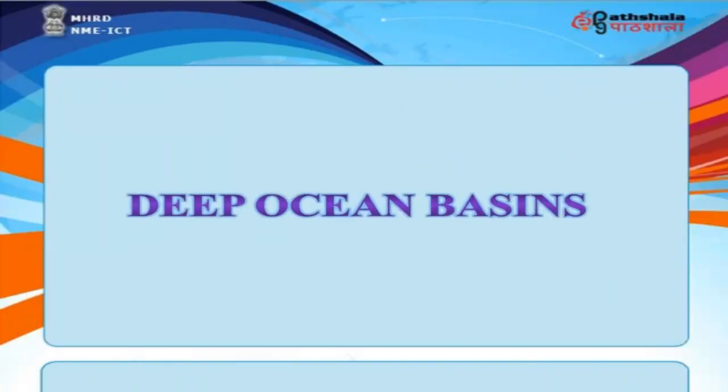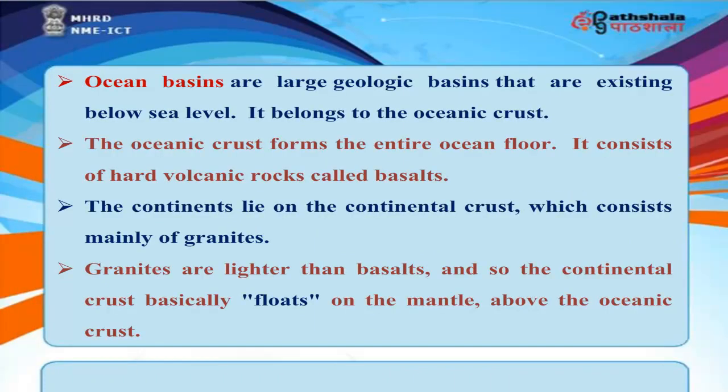Deep ocean basins. Ocean basins are large geologic basins that exist below sea level. It belongs to the oceanic crust. The oceanic crust forms the entire ocean floor. It consists of hard volcanic rocks called basalts. The continents lie on the continental crust, which consists mainly of granites. Granites are lighter than basalts, and so the continental crust basically floats on the mantle above the oceanic crust.